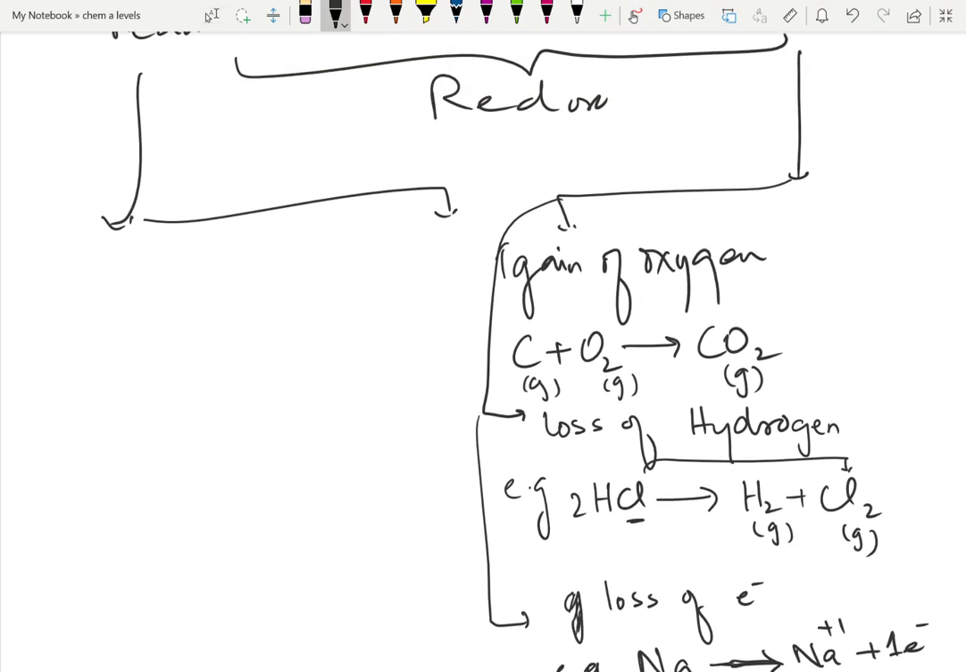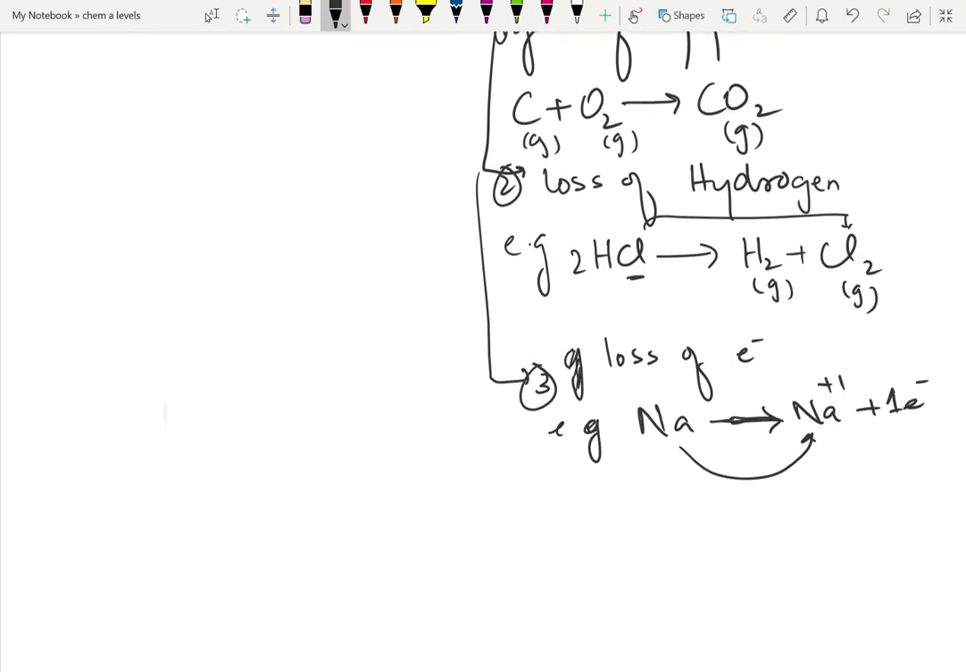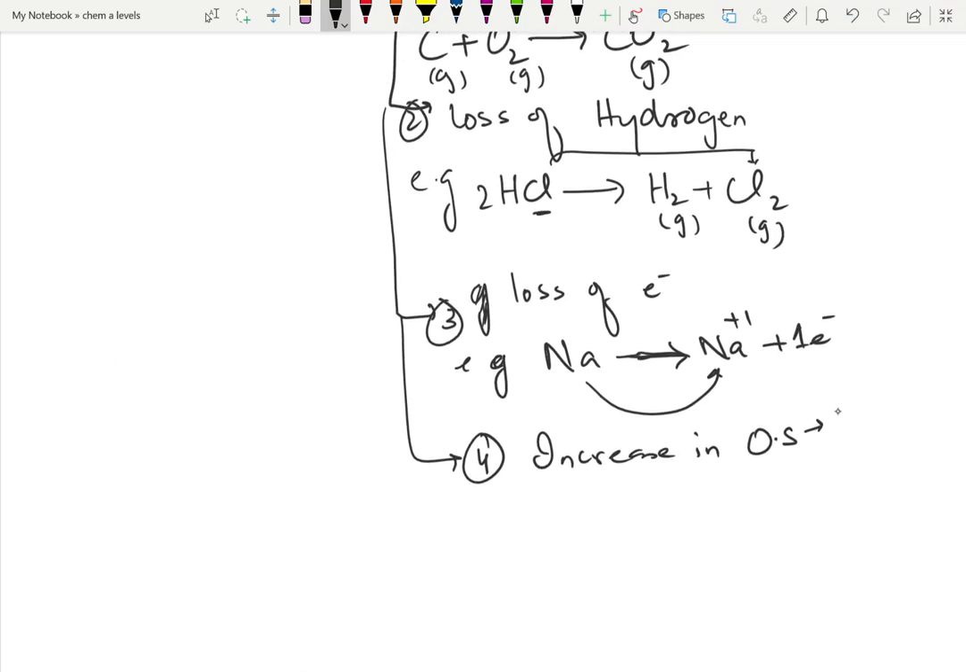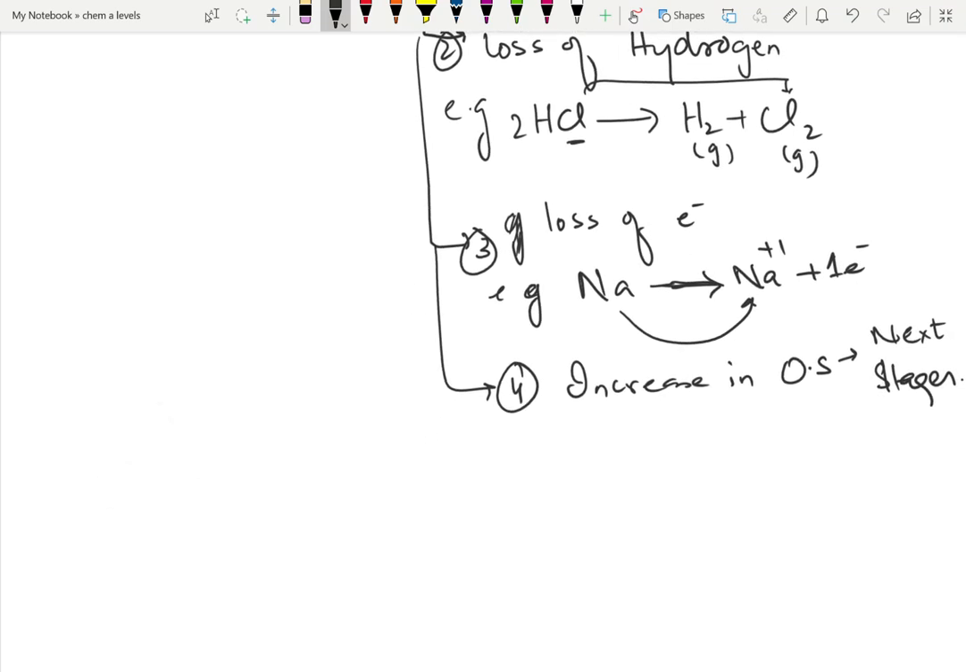Now there are three different conditions we have discussed, and the last one is increase in oxidation state. We'll talk about oxidation state as a complete topic in the next stages. We'll refer to it, but at the moment we just need to know that if the oxidation state is increasing, it is called oxidation.